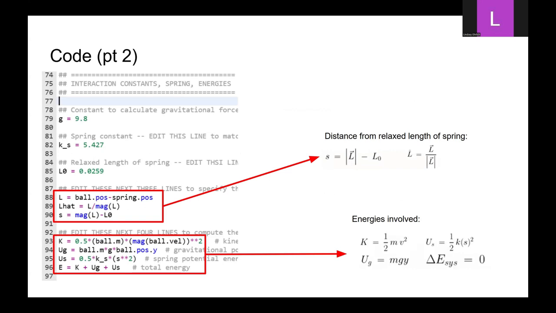So here's where we input the equations. We have S, which is the magnitude of L minus L naught. And then we also have L hat, which is L over the magnitude of L. And L is just the ball position minus the spring position. Below that, we have the energies involved. We input the equations for each of the energies: K, the gravitational potential, the spring potential, and the total energy.